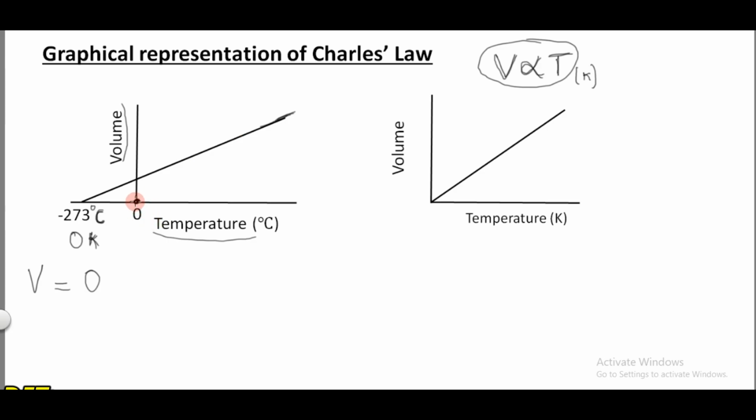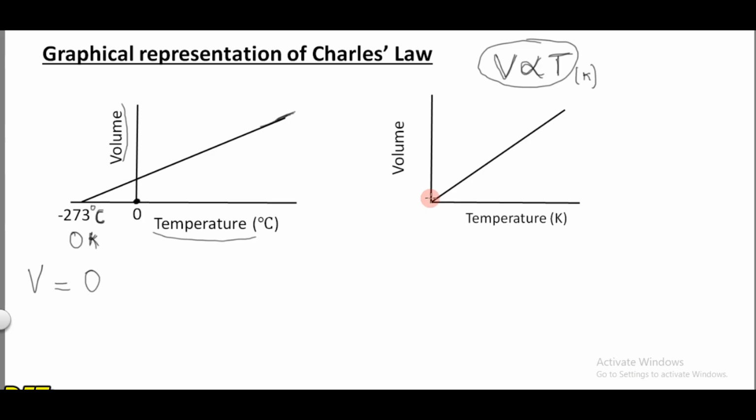And this is the origin. That is why you don't use degrees Celsius, because it cuts across down to minus what? 273 degrees Celsius. And this temperature is known as the absolute zero. It is equivalent to 0 Kelvin. So this is volume against temperature in degrees Celsius. That's when you have this kind of graph.